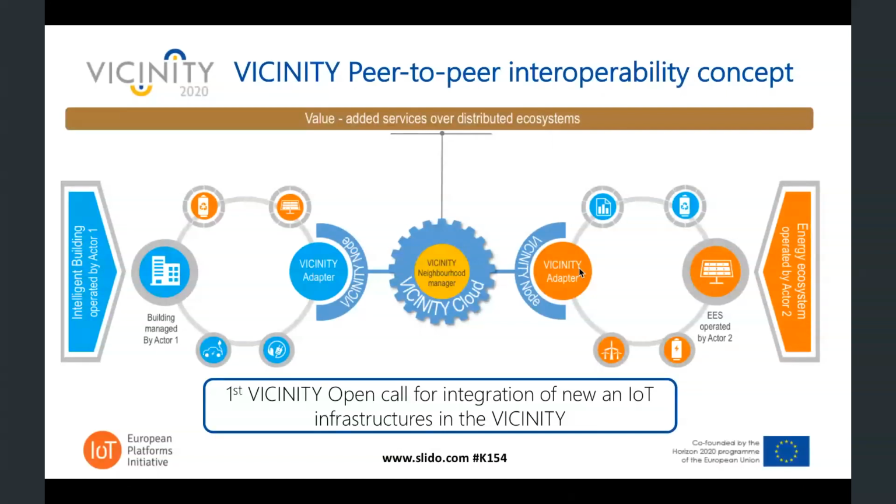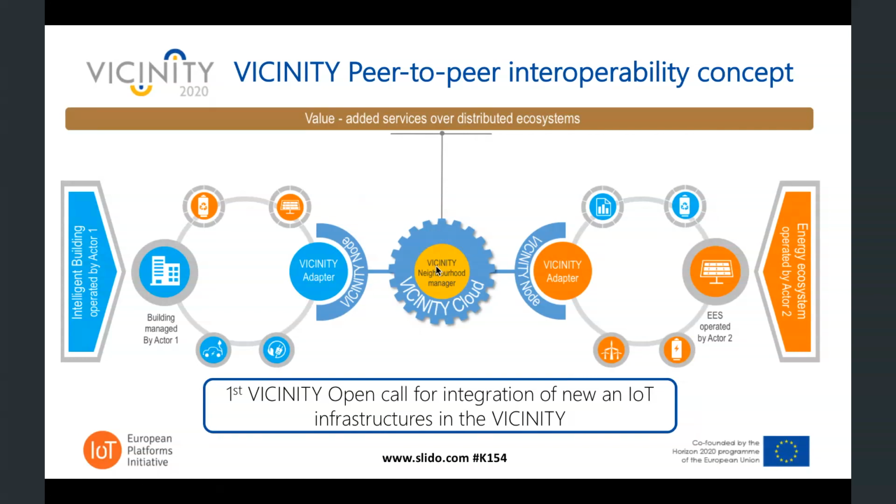Those are the blue and orange boxes here, a small piece of software which translates or integrates the VICINITY functionality into your internal infrastructure. All these ecosystems are connected together through the peer-to-peer network, which is set up by the component in the middle, currently called the VICINITY Neighborhood Manager. It sets up the social edges of the peer-to-peer network, so you still keep control of every device you are sharing with the other partners in the other ecosystems.